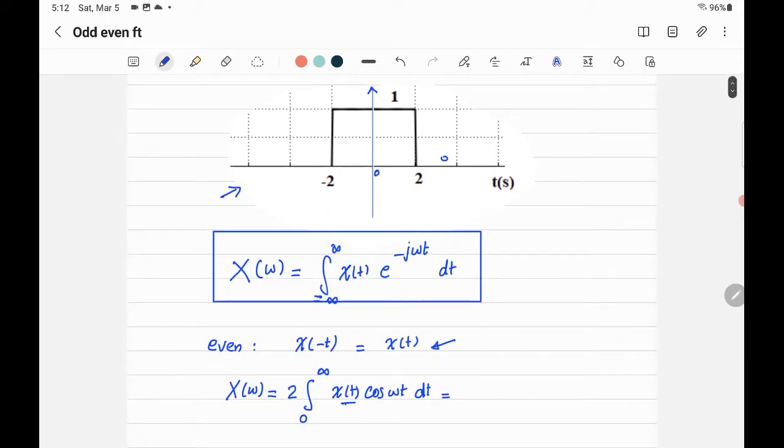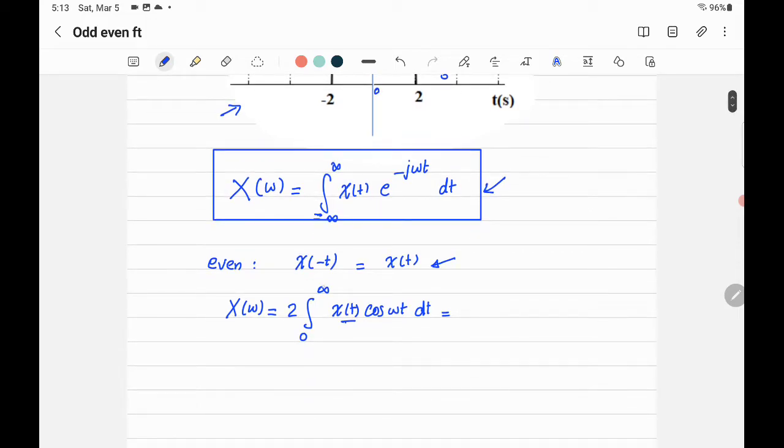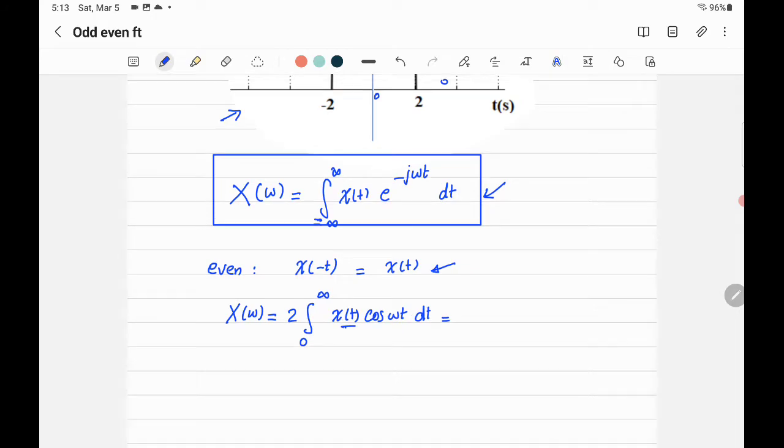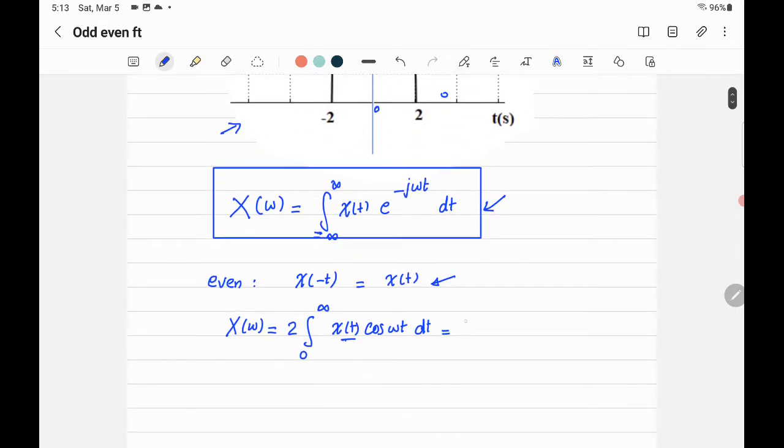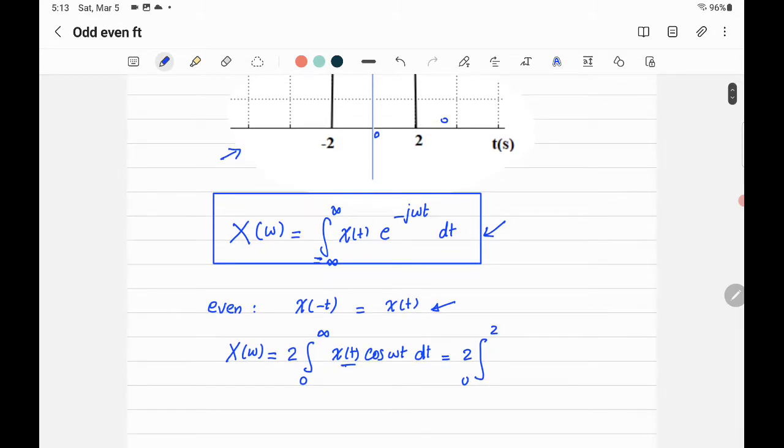So how will you do it if it's an even signal? Instead of using this formula, you don't integrate from negative infinity to infinity. Instead, you're going to integrate from 0 to infinity, only one side, and then multiply by 2. But then you don't multiply by e to the minus j omega t, you multiply by cosine omega t. In this example, it's equal to the integration from 0 up to infinity. But it's 0 after 2, so you integrate from 0 to 2, and the function x of t is equal to 1, times cosine omega t dt.